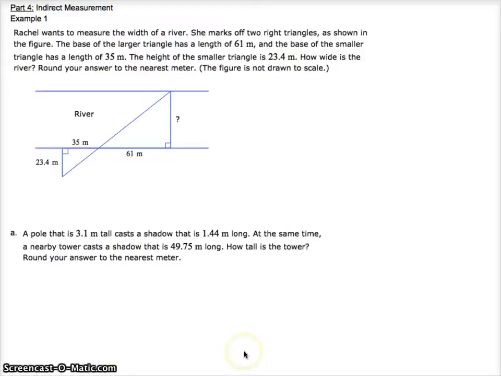Hello, welcome to part 4 of proportional applications, and this is indirect measurement. So what we're going to use is the idea of similar triangles here.